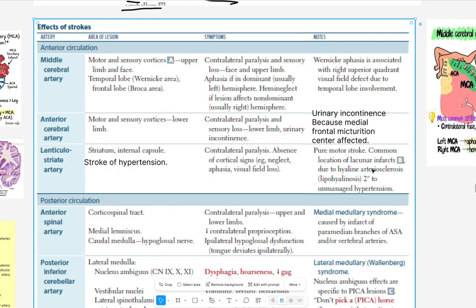Okay, so this gives you the lacunar infarct, right? Since the internal capsule carries all the corticospinal fibers, the patient develops a pure motor stroke, without aphasia, without neglect, without visual loss, because the cortex is normal, right? This is a very, very important exam distinction to know that you get contralateral paralysis, but there's absence of any neglect, there's no aphasia, there's no visual field loss, and this is because you're affecting the lenticulostriate arteries.